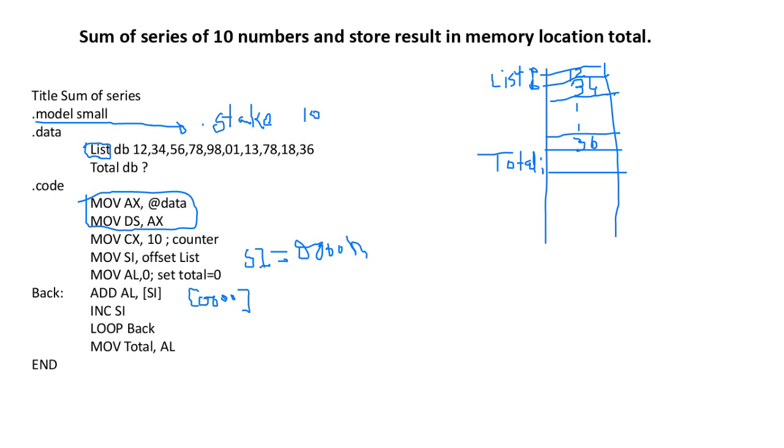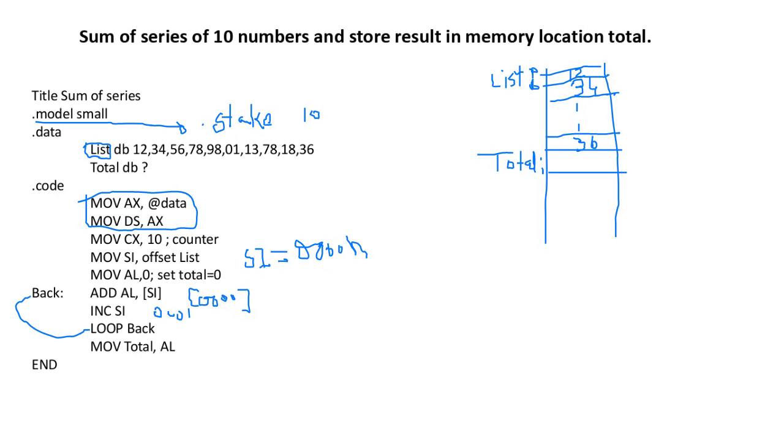Then we increment SI. That means SI will be one more, one added. Sorry, 0, 0, 0, 1. SI will be 0, 0, 0, 1 here. And then loop back.